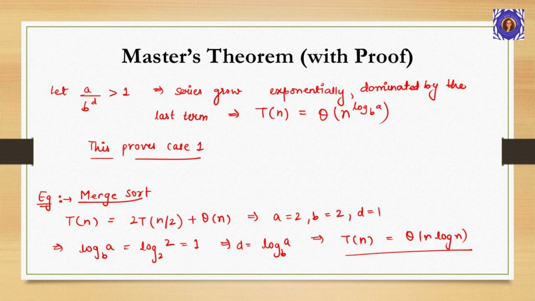Let's apply this to merge sort. T of n equals 2 times T of n divided by 2 plus theta of n. Here, a equals 2, b equals 2, d equals 1. So, log base b of a equals log base 2 of 2 equals 1. Since d equals log base b of a, we're in case 2. Therefore, T of n equals theta of n to the power 1 times log n, which equals theta of n log n. This confirms that merge sort has n log n time complexity.